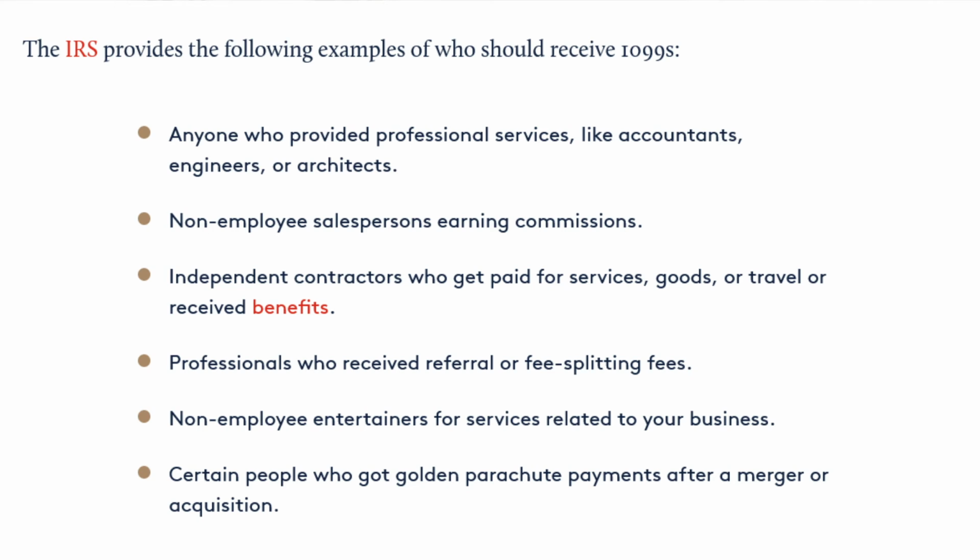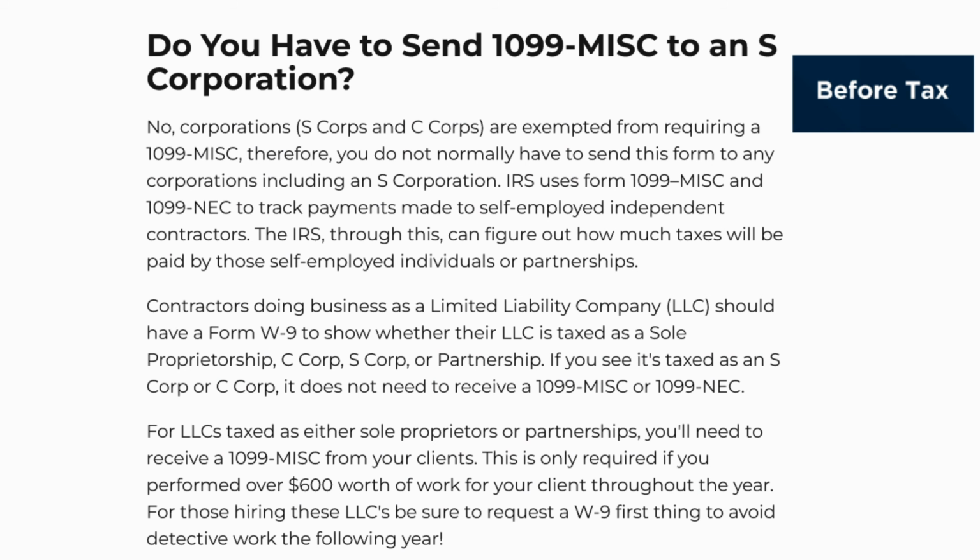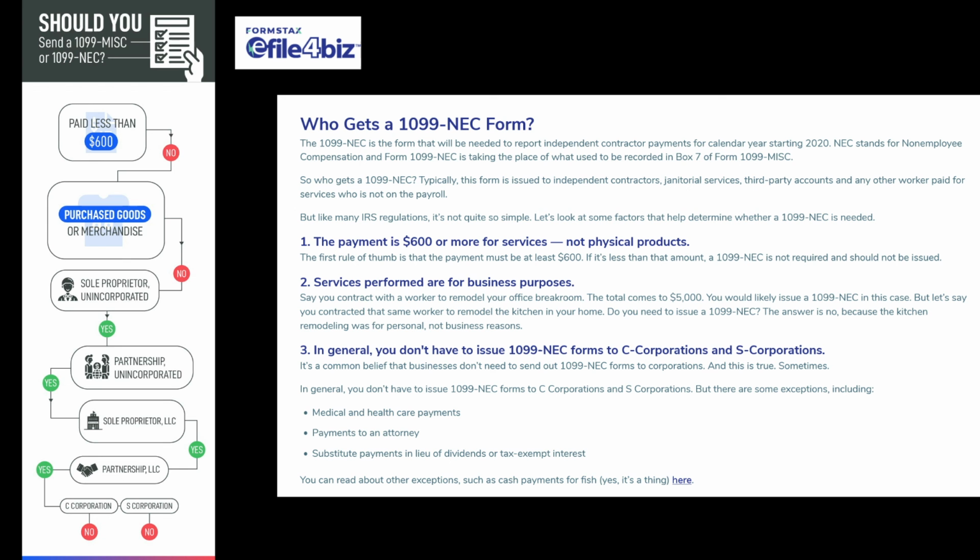Anyone who provided professional services like accountants, engineers, or architects, non-employee salespersons earning commissions, independent contractors who get paid for services, goods, or travel, or received benefits, professionals who received referral or fee-splitting fees, non-employee entertainers for services related to your business, and certain people who got golden parachute payments after a merger or acquisition. Most payments to corporations are not included on 1099 NECs except for the following.